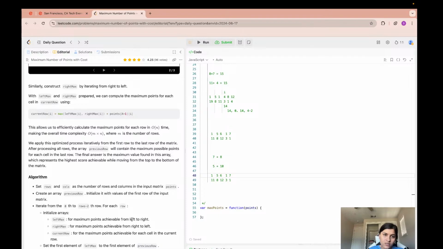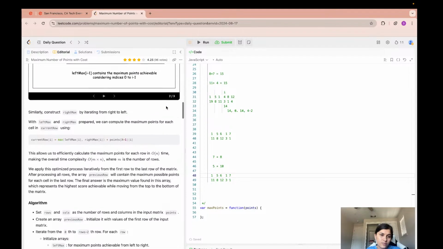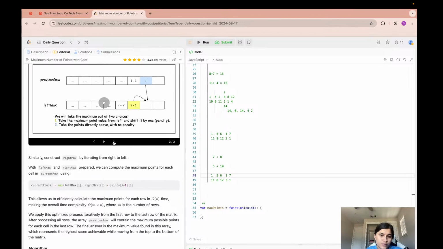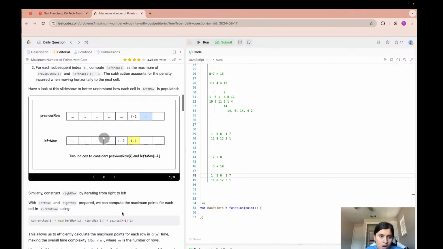Similarly, construct right max by iterating from right to left. So with left max and right max prepared, we can compute the maximum points for each cell in the current row. So the maximum of left max and right max, considered in 0 to I minus 1.